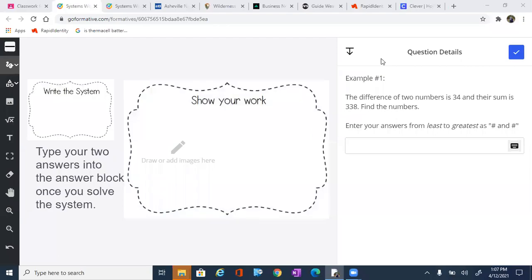All right, so it says the difference of two numbers is 34 and their sum is 338. Find the numbers. All right, so as we do these problems, what we're going to do is start by identifying what our variables are going to be. And it says the difference of two numbers.